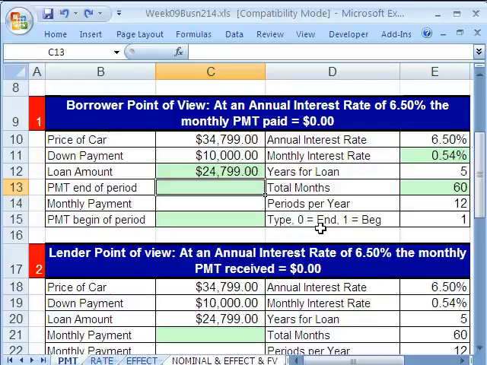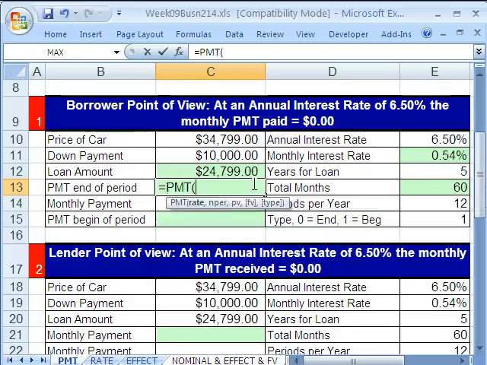We need to figure out whether our payment is at the end of each period or the beginning of each period, an annuity due or a regular annuity. Most of them are going to be end, and so for the PMT function, you can type in the last argument 0 or leave it blank. For our first example, we have a monthly payment where we pay it at the end of each month. Equals, and we'll use the PMT function.